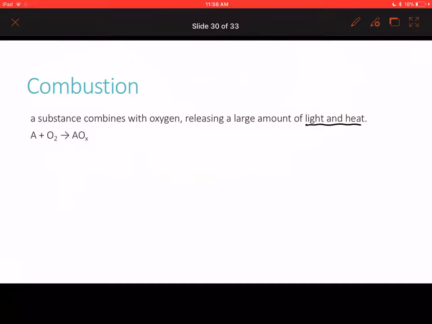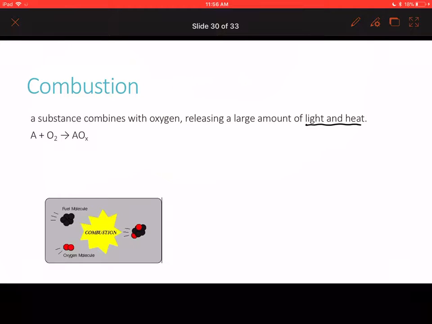So the general form is we have something reacting with O2, and that's going to make a compound with it. The fuel is A. We need oxygen. We're going to see that light and heat, and then a new compound is formed.